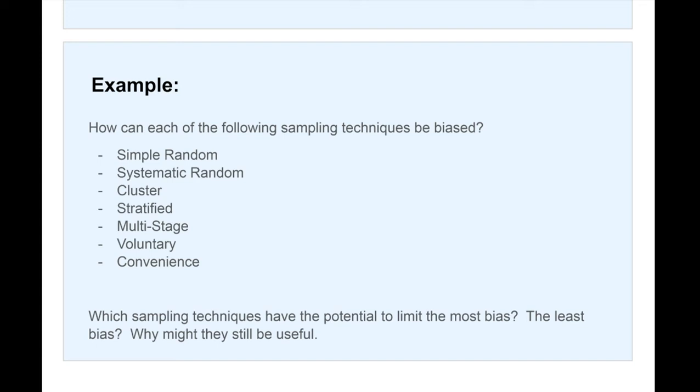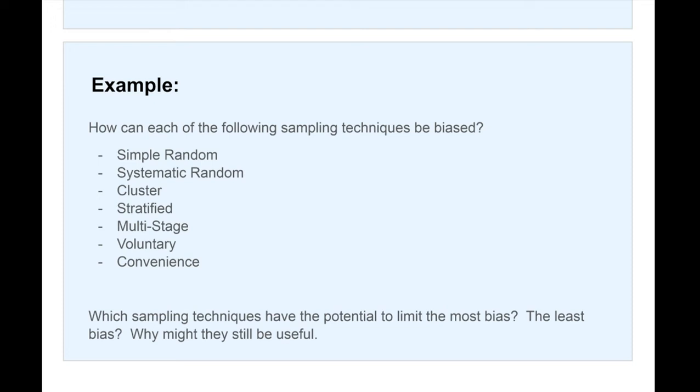Then I want you to think about which sampling techniques have the potential to limit the most bias or the least bias. Why might they still be useful? Right, so why might it be useful to use some of these techniques even if there is a lot of bias in there? Again, kind of open-ended, but take a second to try to think about it, because again, the main concept from this lesson is how the different types of techniques.